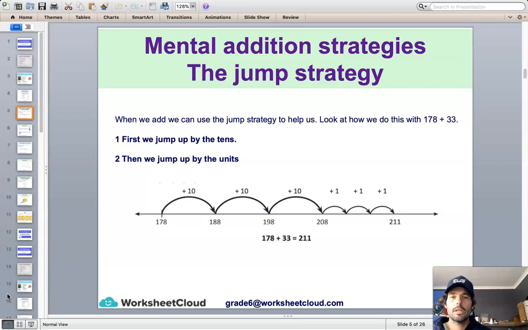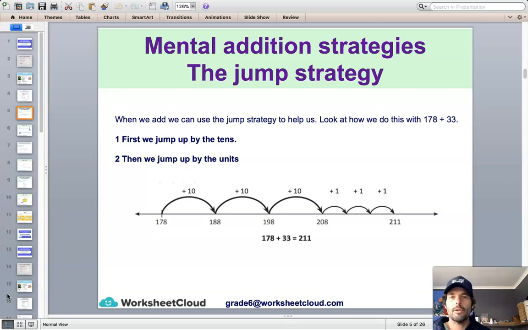And I've given you the example of 178 plus 33. So we've started at 178. We've broken up 33 into 10 plus 10 plus 10, which is equal to 30. And then we've broken up the units, which is 3, into 1 plus 1 plus 1.